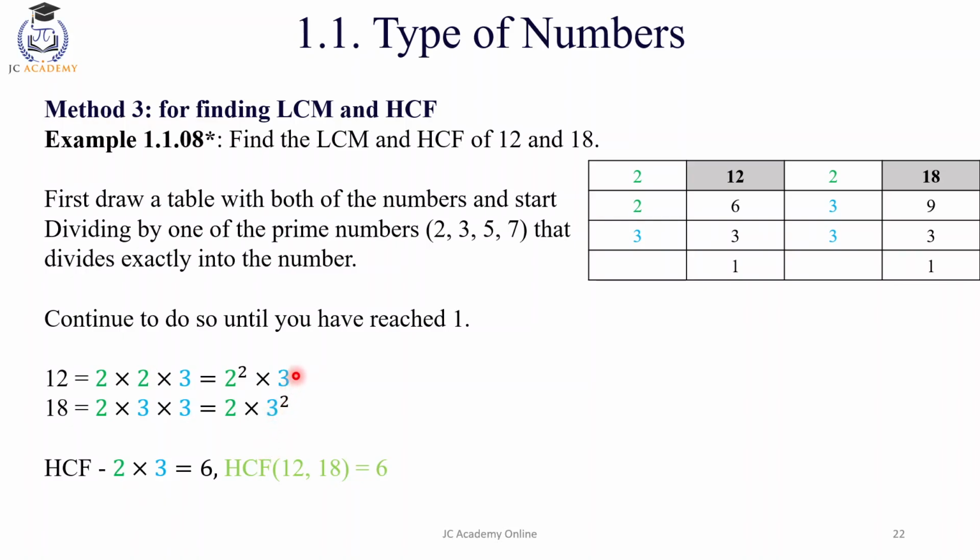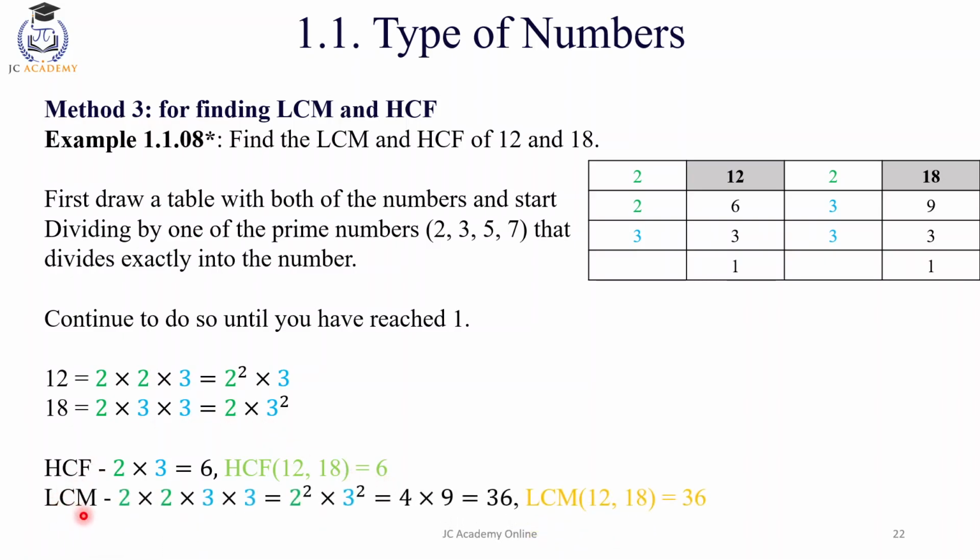Then we have 3 squared and 3. Well, we have at least 1 3 in both of them. So we write that down, then we multiply them. So it's 2 times 3 is equal to 6. Therefore, the highest common factor of 12 and 18 is 6.